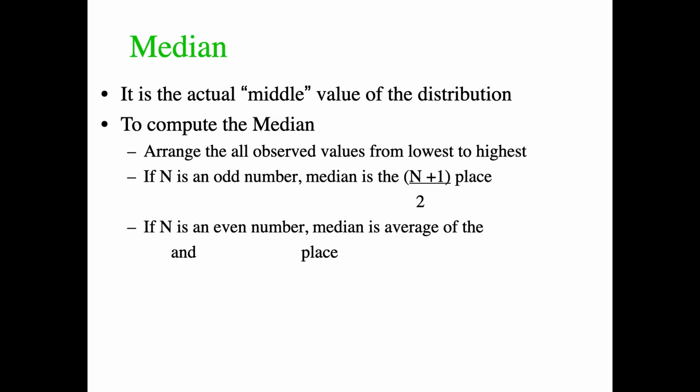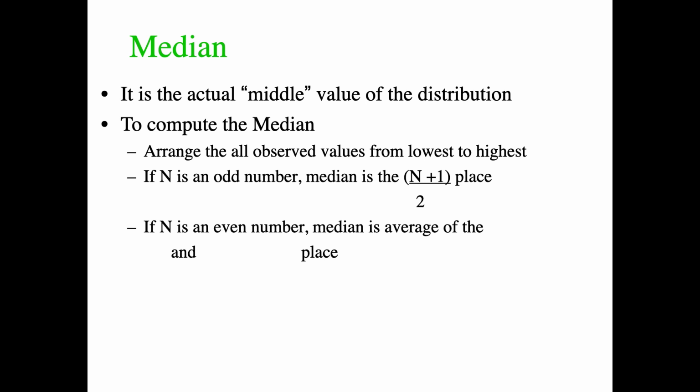So an alternative is this other measure of central tendency called the median. It really is the actual middle value of a distribution. That's its definition. And in order to compute the median, what you have to do is take all of your observed values, every single value that you got from all of your participants, and arrange them from the lowest to the highest. And if you have an odd number of people in the sample, the median is going to be the n plus 1 divided by 2 place.